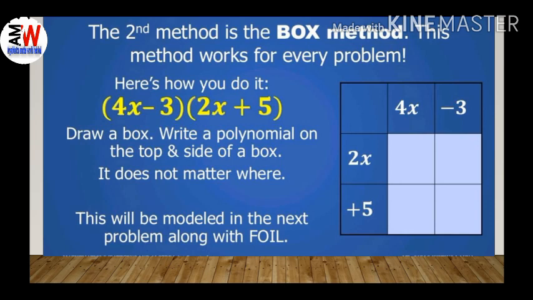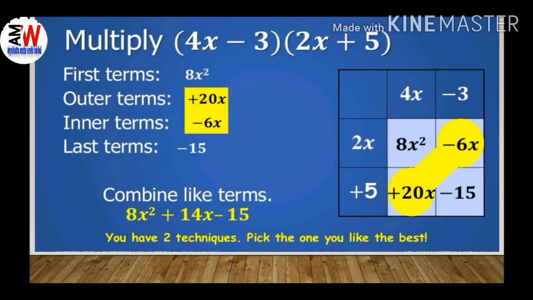It does not matter where. This will be modeled in the next problem along with the FOIL. So, this type you have to use it. See here, they have given: multiply 4x minus 3 and 2x plus 5. Write 4x minus 3 on the upper side of the box, and 2x plus 5 on the side. First, multiply the first terms.